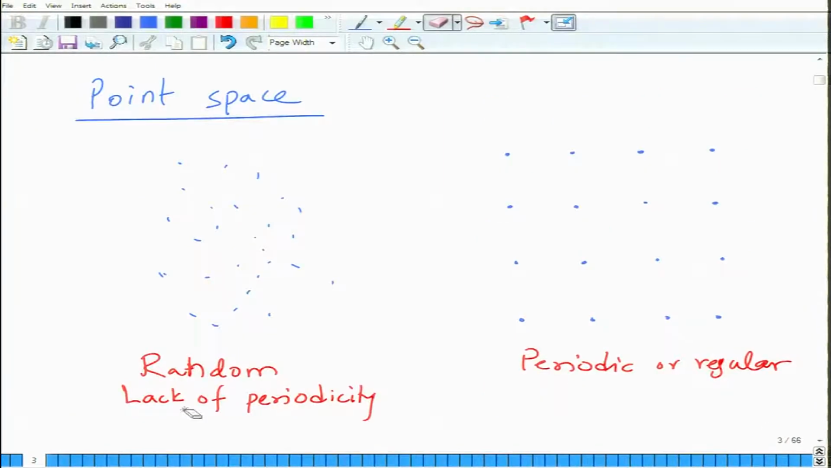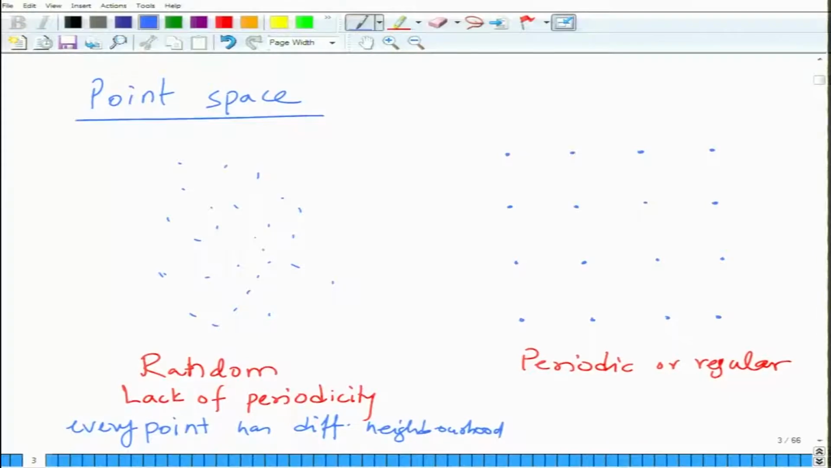So, in this case you had a random arrangement of points without any periodicity in the structure. Here you had periodic or regular arrangement of points. So, in this case, every point has a different neighborhood, right? Can I say that? Every point in this has a different neighborhood. Is that a correct statement to make? Because each point is randomly distributed in space, there is no correlation of lengths and angles and directions.